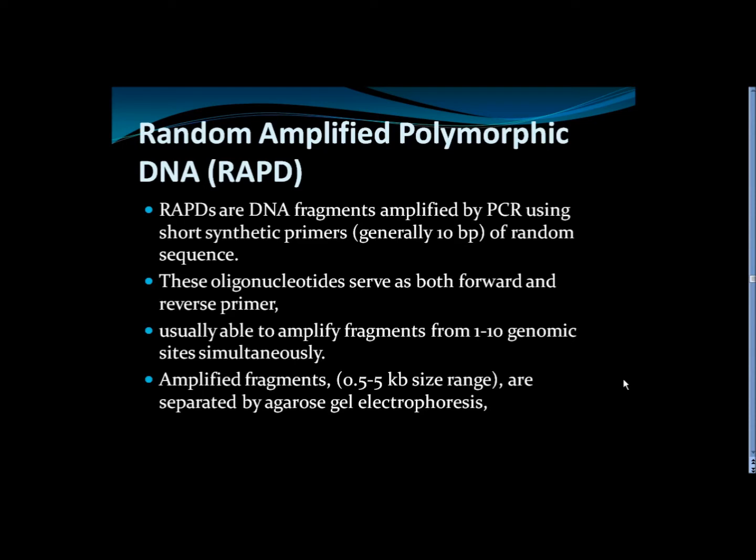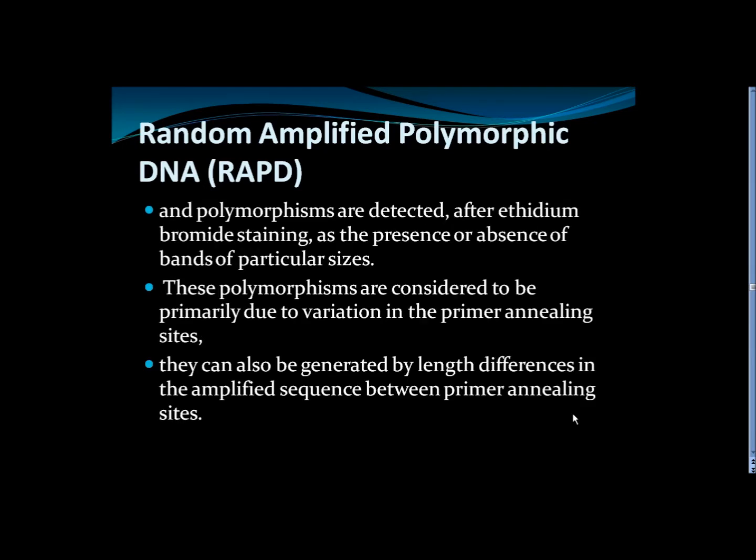These amplified fragments are then separated by gel electrophoresis, and polymorphisms are detected after staining with ethidium bromide. These polymorphisms will be in the form of presence or absence of bands of a particular size. These polymorphisms are considered to be of primary importance due to variation in the annealing of the primer to that particular site, and the length differences that are generated can be of taxonomic importance.